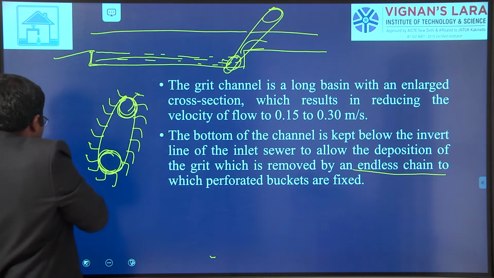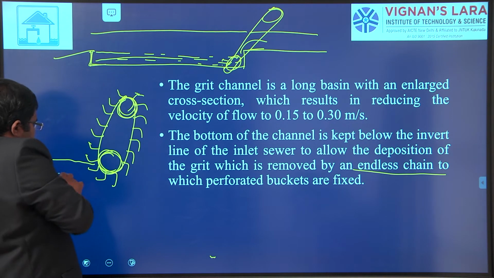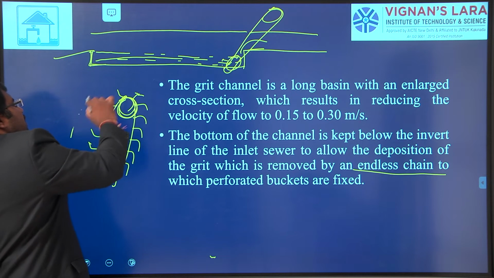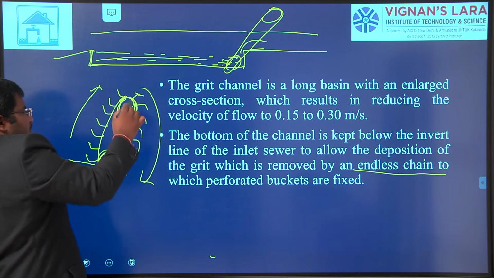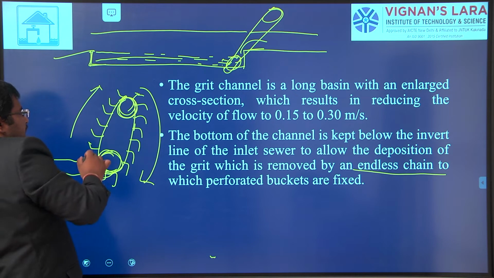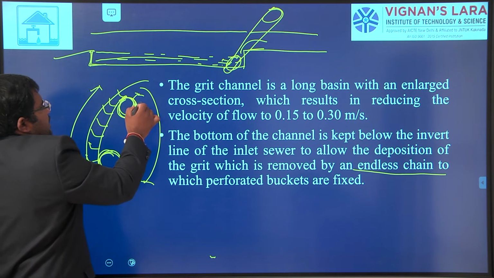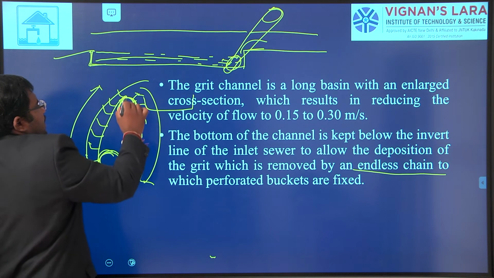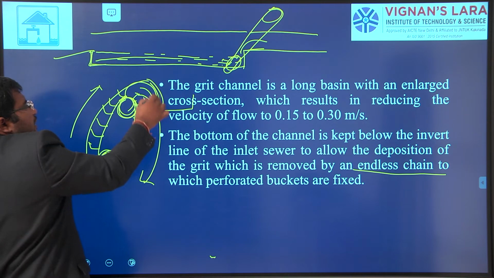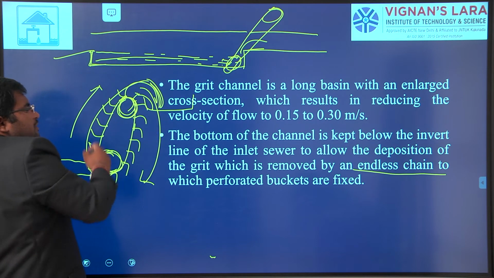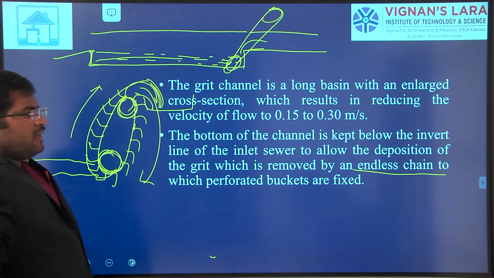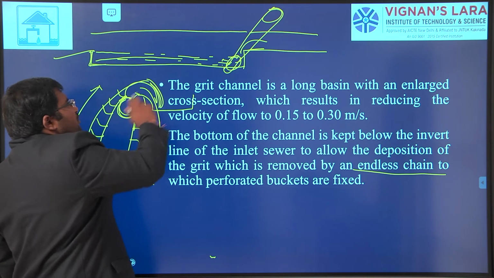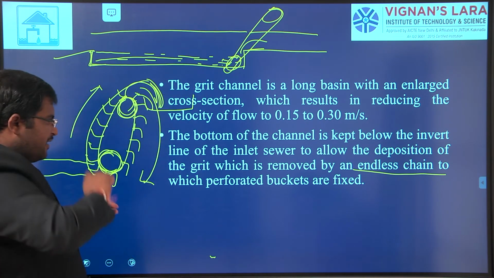Whenever these particles are there, what is going to happen? Whenever you rotate, it will come and take them. Here we have a collection, and in that it will fall. The grit will be collected like this and it will get cleaned. So this is the endless chain.